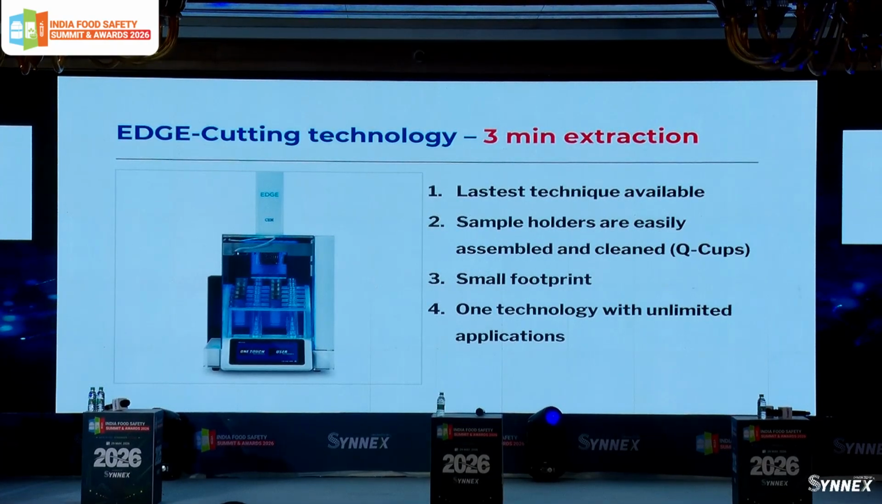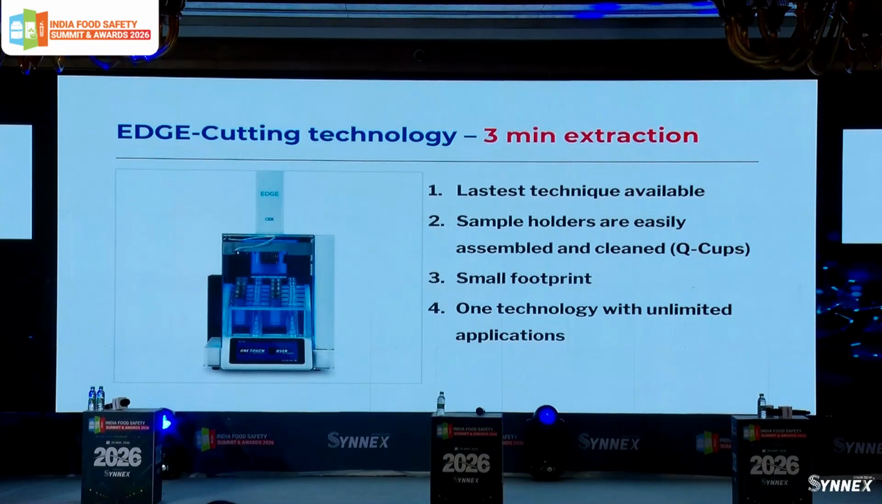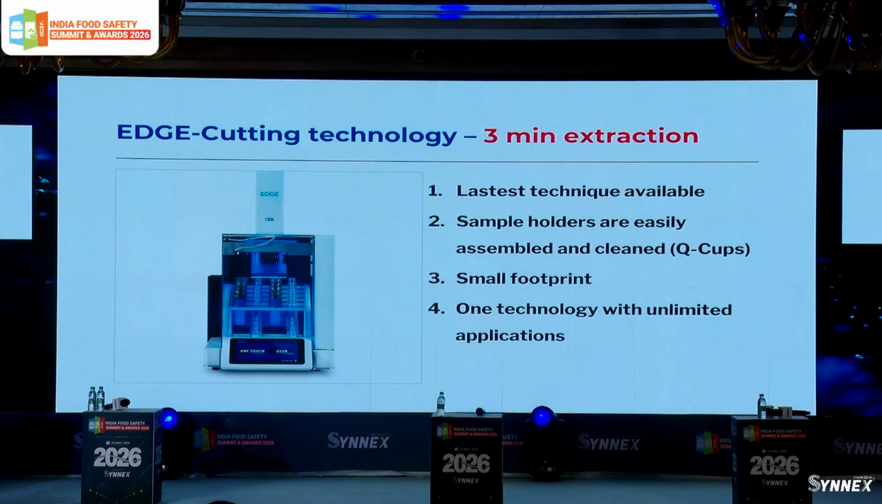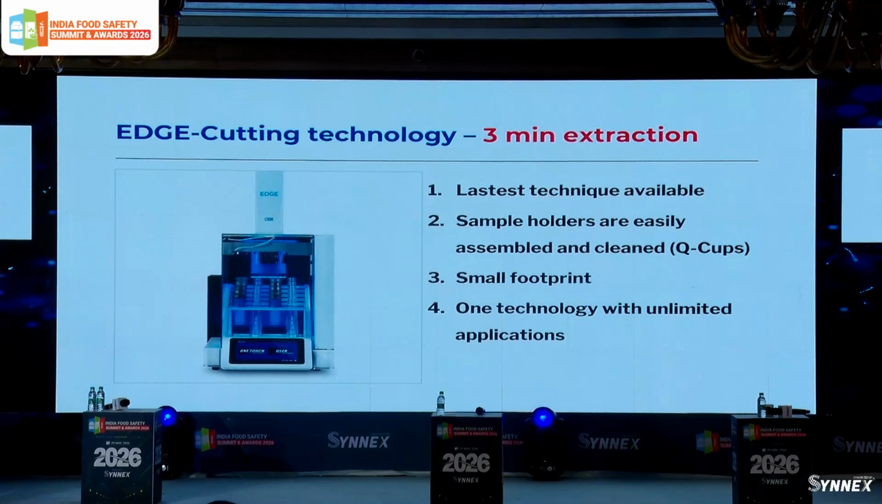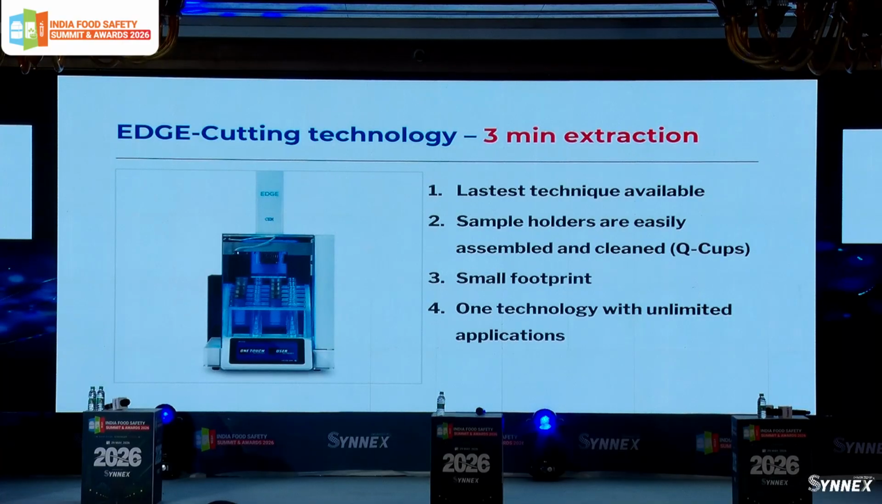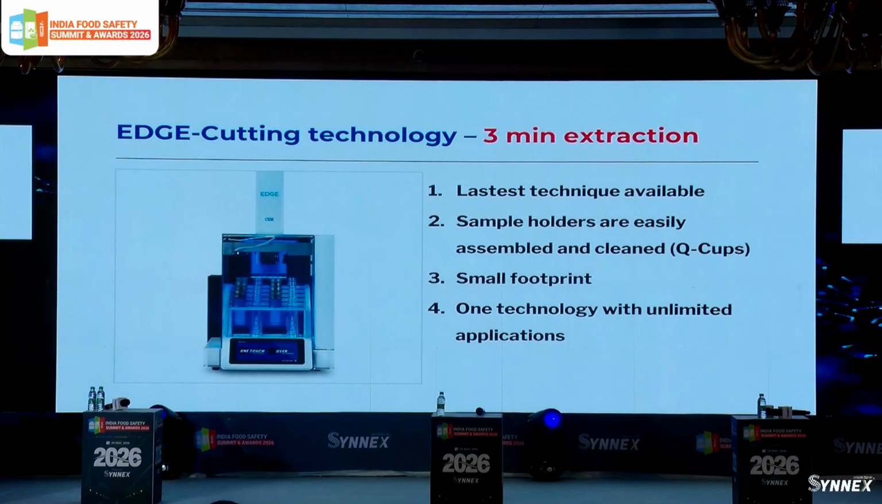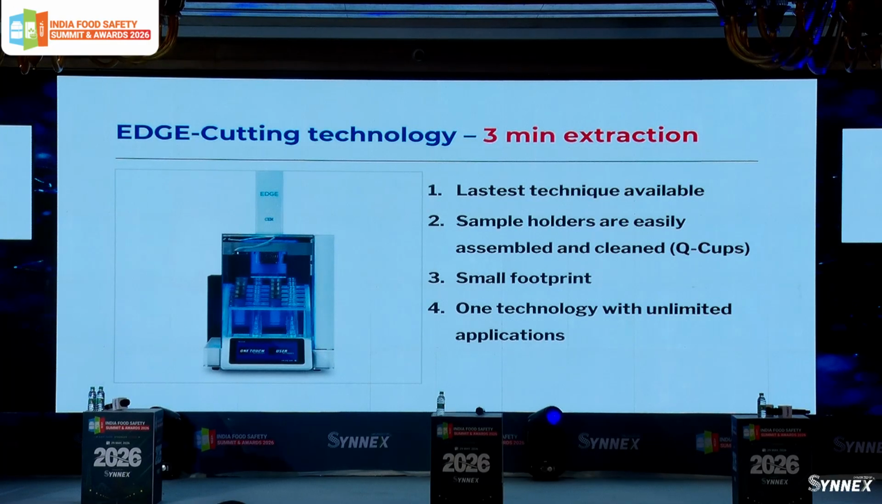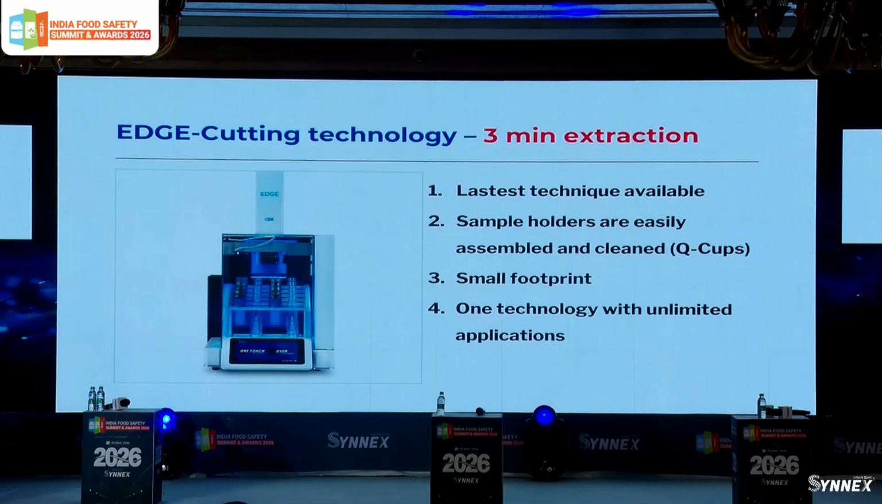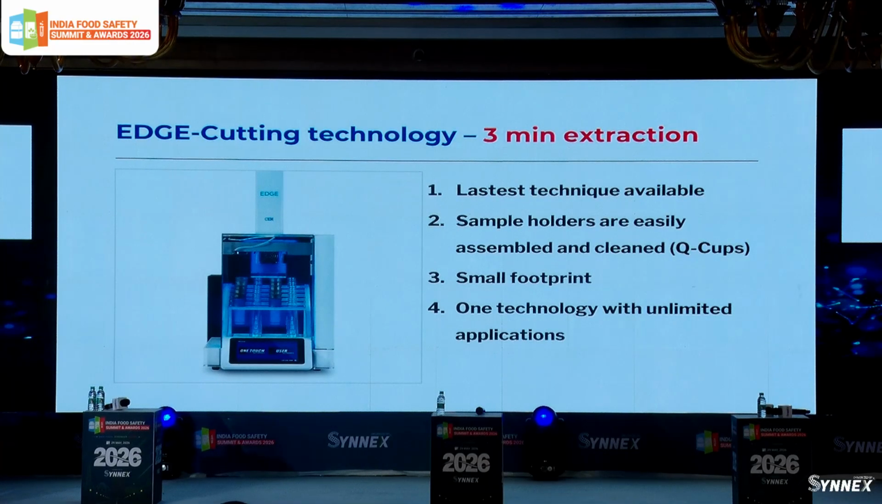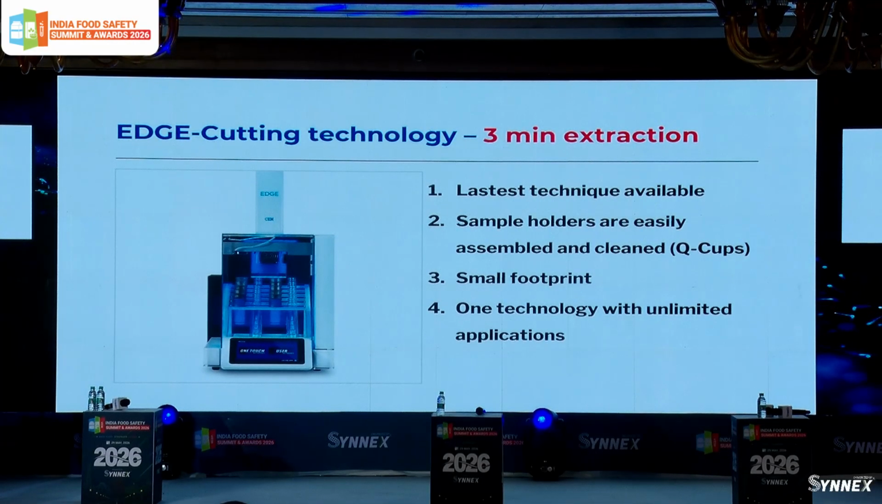Then we have Edge, which is again positive pressure. It is better than the QuEChERS because we are not taking 25 or 30 minutes. It's just 3 minutes. You can use it for PFAS, you can use it for pesticides. You can have a 6 solvent system, and any type of solvent you can introduce. The cleaning step is already involved in the particular Q-cup extraction cycle. All consumables are reusable. Only the filter you need to spend more money on.